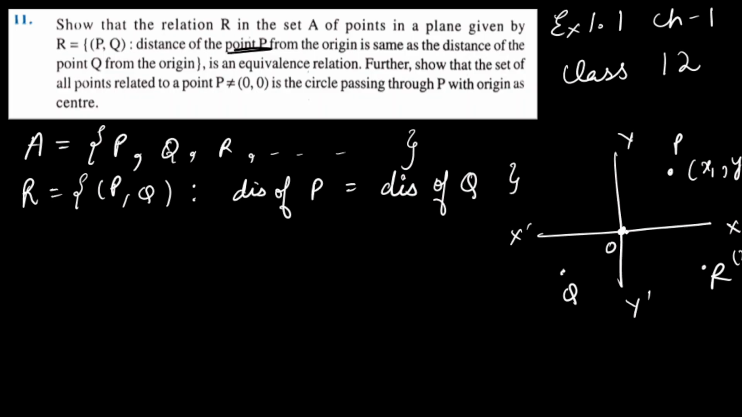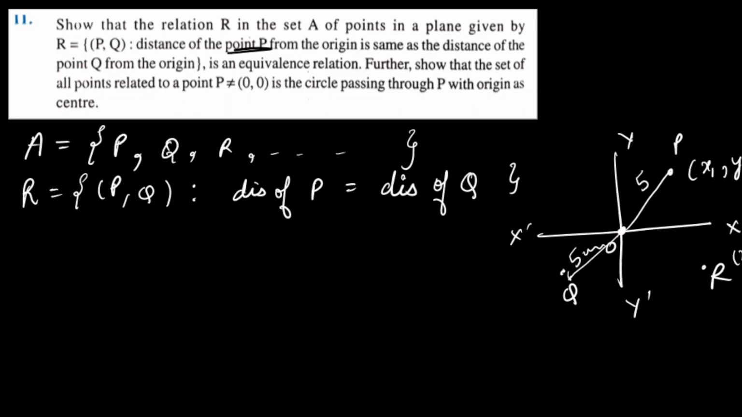Suppose here I have point P. So point P's distance from origin is 5 units. Then Q's distance from origin should also be 5 units. So these types of points are there in this relation. We have to show that this relation is an equivalence relation.